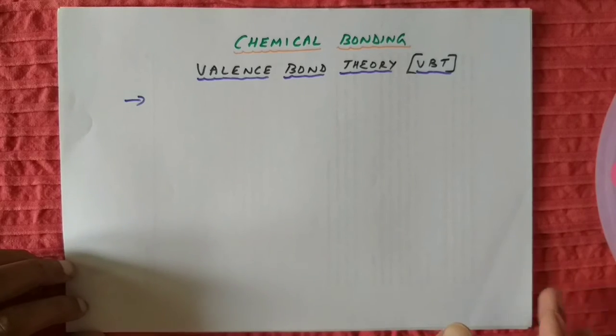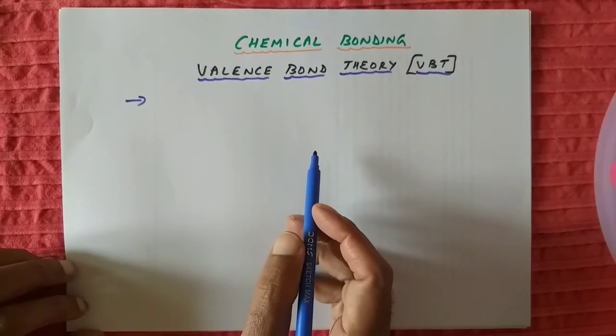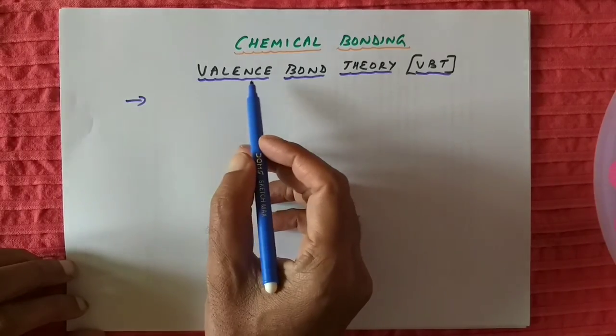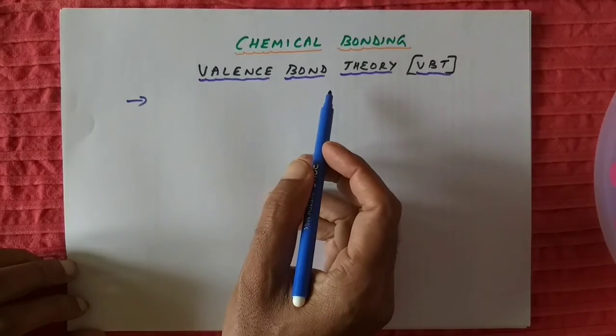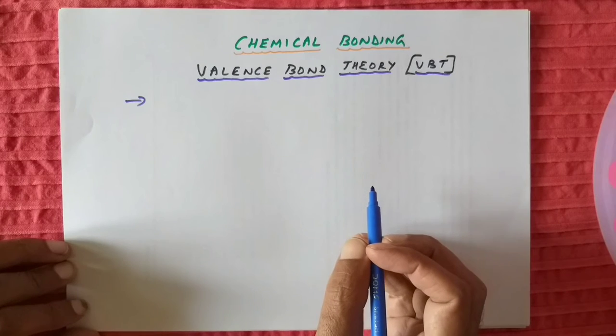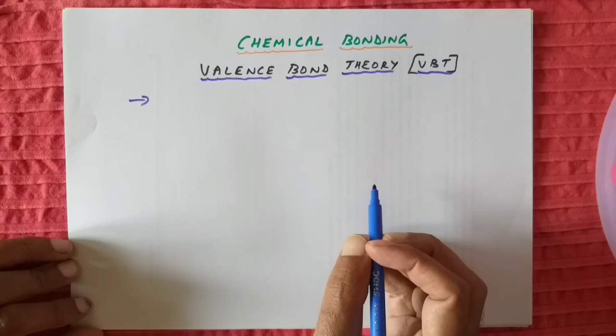In this video, I will start a new chapter, chemical bonding. In the chemical bonding chapter, I will start with VBT, which we call the valence bond theory. Valence bond theory basically comes under covalent bond formation. So, let us directly go to the VBT.